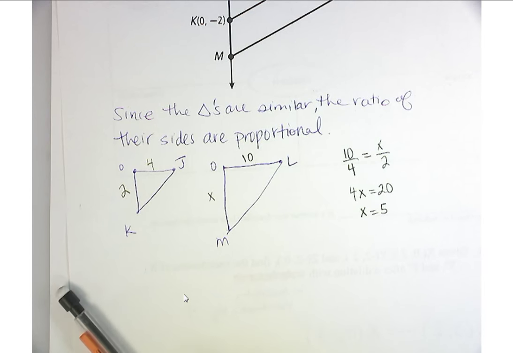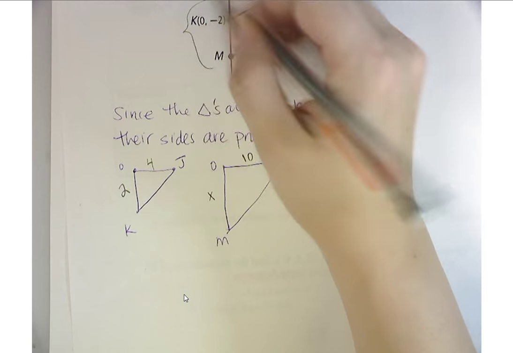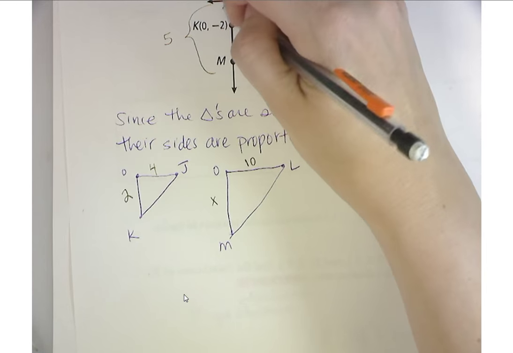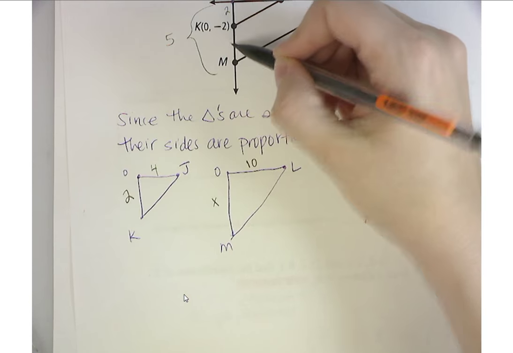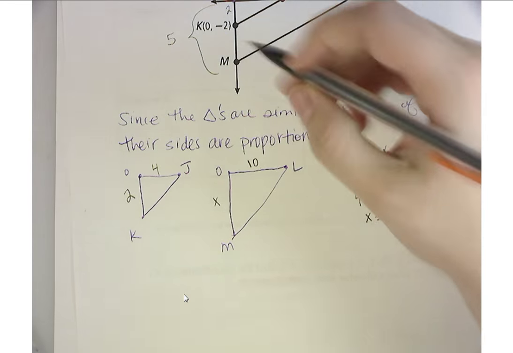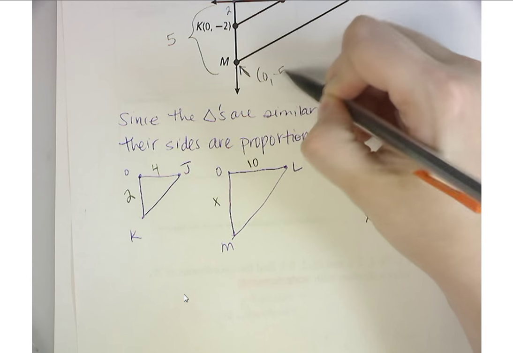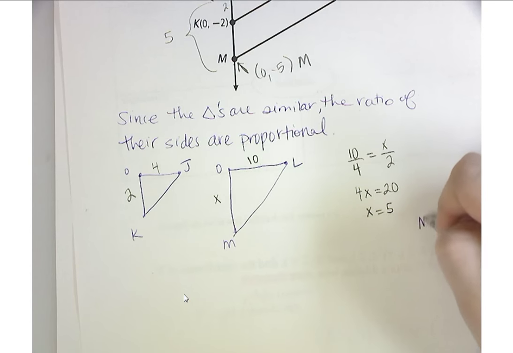Okay, so if X is 5, remember that is this whole length here. Okay, this whole length is now 5. Well, we already figured out that this length is 2, okay, which would mean this length is 3 if we needed that. But from there, if you know X is 5, what is this point going to be? 0, negative 5. Okay, so once we know X is 5, we know that point M is going to be 0, negative 5.